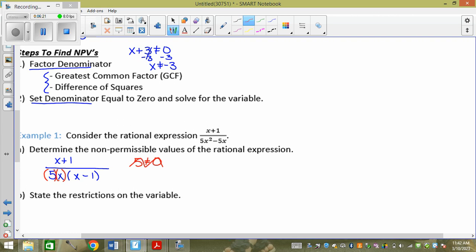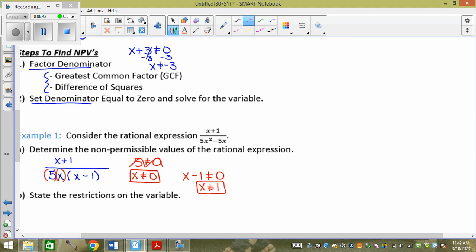Okay? Then I take x and say it can't equal 0. Okay, well that's done. And then I take x minus 1 can't equal 0. So x can't equal 1. Now the catch is I can check them.